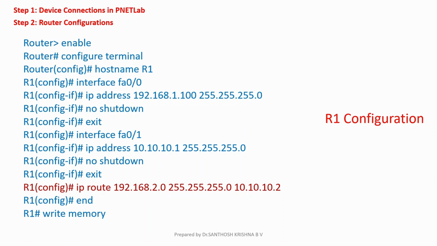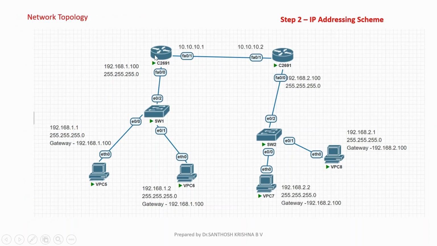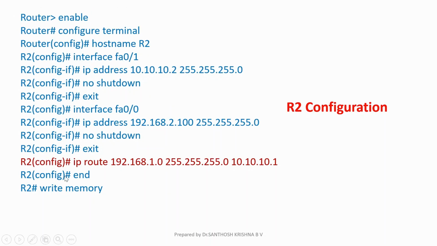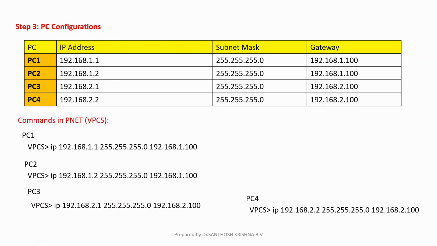Then here comes the IP route command. This is the important command for static routing, as we have discussed. IP route, the destination is my 2 dot network and its subnet mask, followed by the next hop. From this router I am saying the next hop is 10.10.10.2. The same thing I'm going to do for the other router also, nothing else. After that I'm going to assign the IP addresses to the PCs. This I think you know how to do. If not, please do watch the other videos and then come back again.